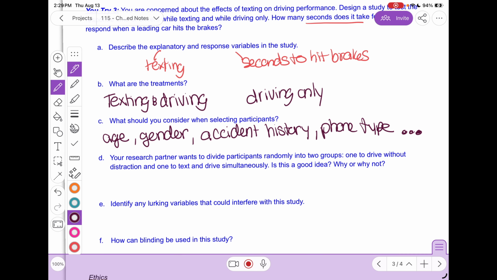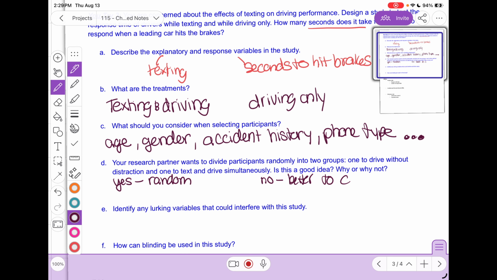Your research partner wants to divide participants randomly into 2 groups. One to drive without distraction and one to text and drive simultaneously. Is this a good idea? Why or why not? This could go both ways. You could say yes, because it's completely random. That way everyone's in different groups. It's random which one you end up with. You could do that.